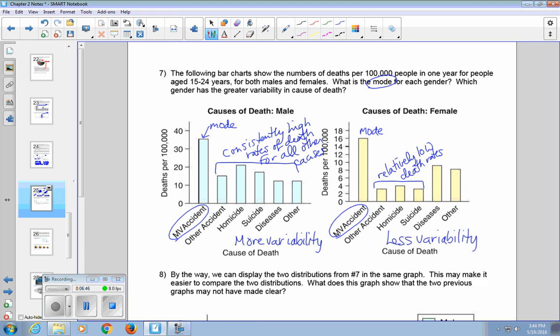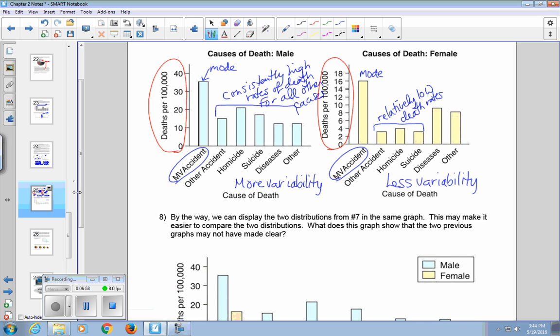Okay. One other thing I want to point out here is the scale. Notice that the scale is very different for these 2 genders. So it makes it difficult to compare across from one to the next. So number 8, by the way, we can display these 2 distributions from number 7 in the same graph. This may make it easier to compare the 2 distributions. So what does this graph show that the 2 previous graphs may not have made clear?